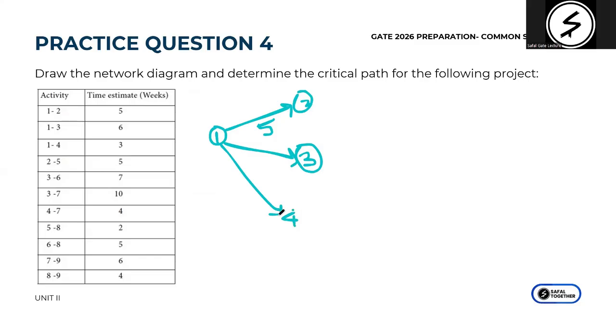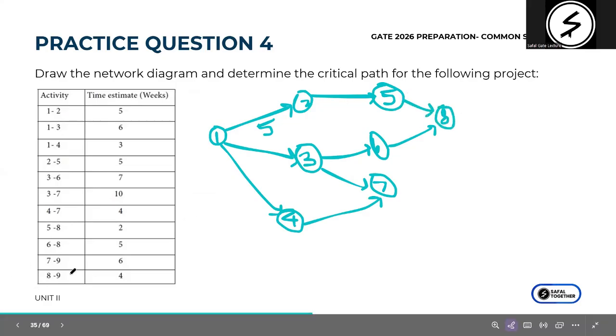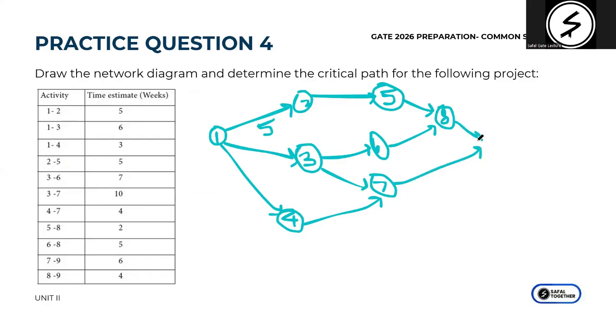Okay, then you have 2 to 5, then you have 3 to 6, 3 to 7. Okay, so you do 3 to 6, 3 to 7, and then you do 4 to 7. Okay, so then 5 to 8, 6 to 8, so these two meet at one event here. Then 7 to 9, 8 to 9, so these two meet at another event, and that is the finish.